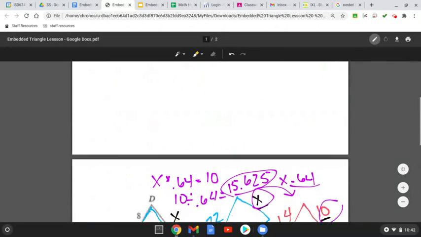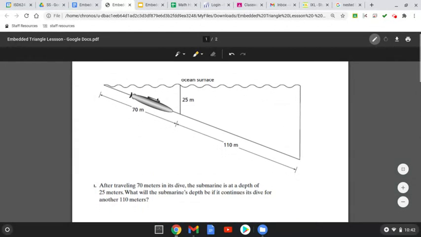Okay, last question. So we have a submarine going down here. So it says after traveling 70 meters in its dive, the submarine is at a depth of 25 meters. What will the submarine's depth be if it continues its dive for another 110 meters? So our goal is to figure out the submarine's depth. So that would be how deep it is. So we're trying to figure out x right here.